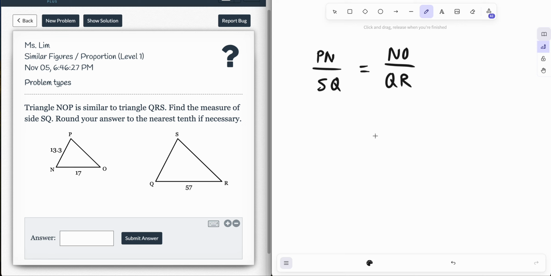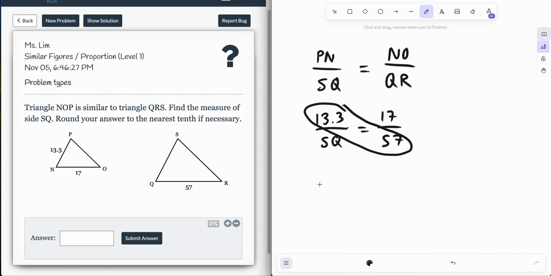Now we just have to fill in the missing lengths. PN is 13.3. SQ is what we are solving for. We can leave that as SQ, or you can put an X as a variable if you want. NO is 17 and QR is 57. Now in order to solve this proportion, we cross multiply. So 13.3 times 57 is equal to 17 times SQ. And SQ, as a reminder, is like a variable. That's what we want to solve for.